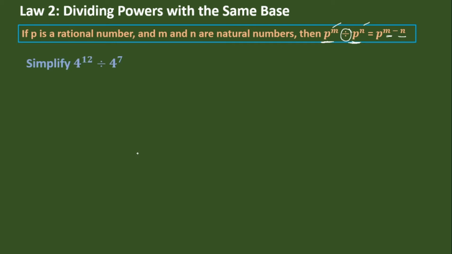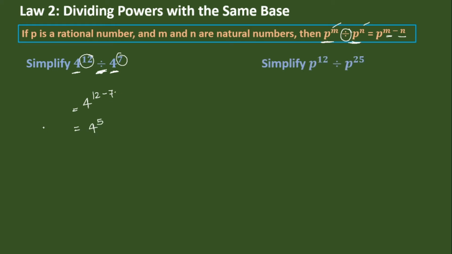You have to simplify 4 raised to the power 12 divided by 4 raised to the power 7. So in this case again you have the same base. So what you will do? You will simply subtract these exponents. So you will get 4 raised to the power 12 minus 7. So you will get 4 raised to the power 5.